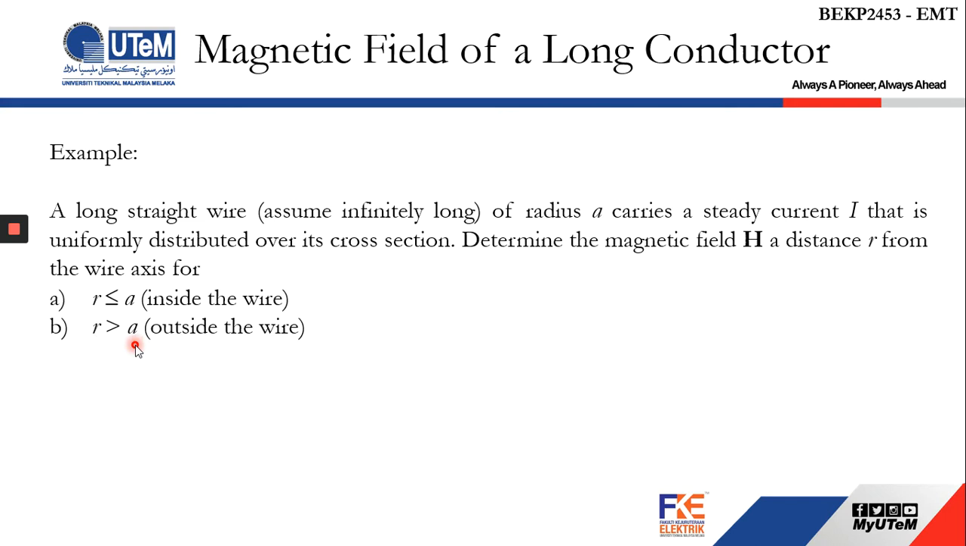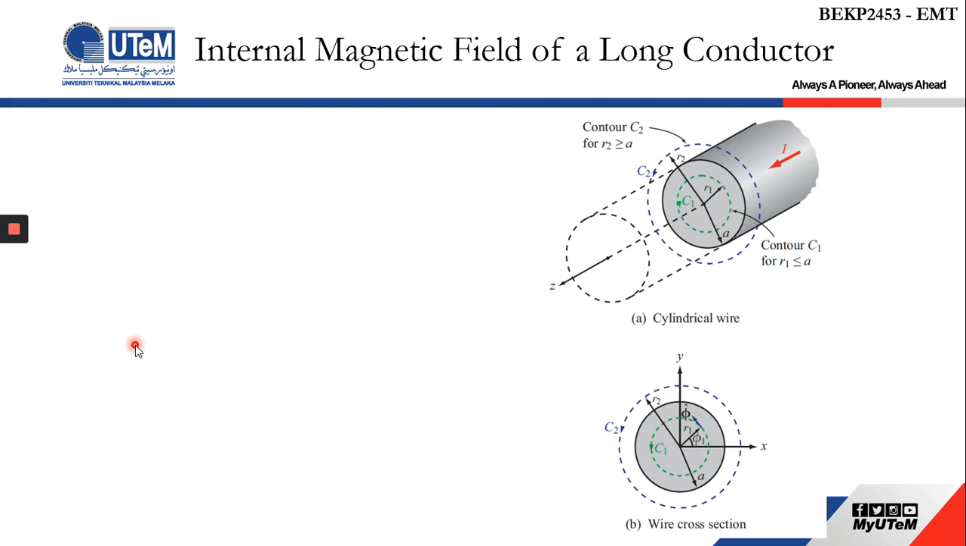Let's look at how to solve this problem. We have a conductor or a wire. This is the cross section of the conductor, and this is the front view of the cross section. We want to calculate the first condition, R smaller than A, where A is the radius of the cross section of the conductor. Now we refer to the green dashed lines here.